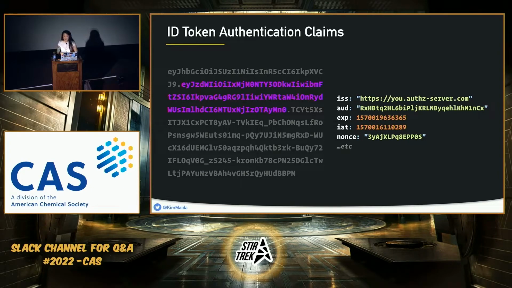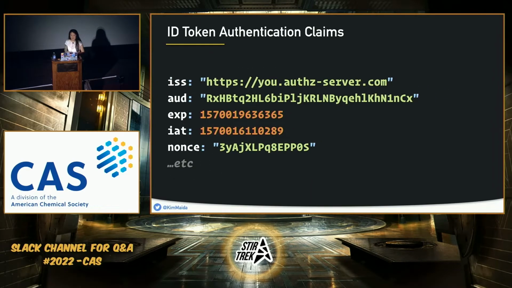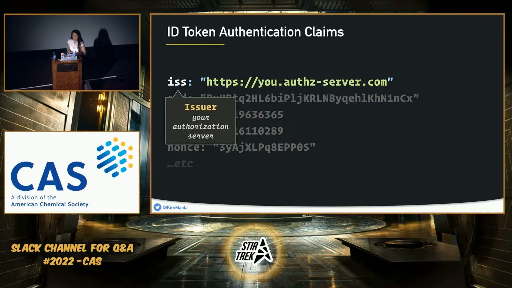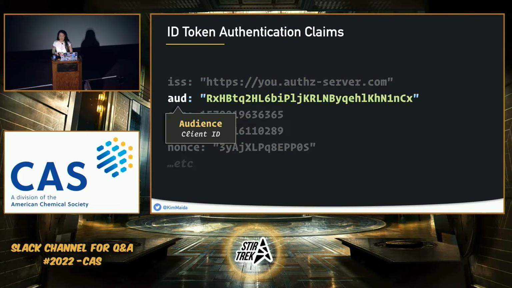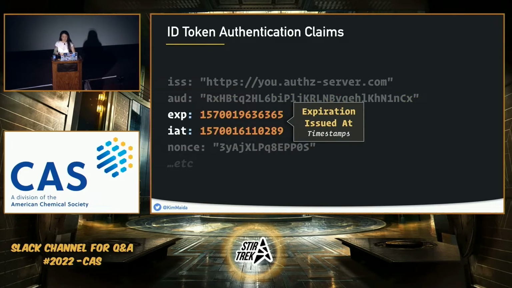So if we talk a little bit about the authentication claims, they might look something like this. You have something like an issuer. This is the name of your authorization server. It's where the token came from. You have an audience. This is the unique ID of the application that the token was issued for. We have some timestamps. These tell us when the token was issued and when it expires.